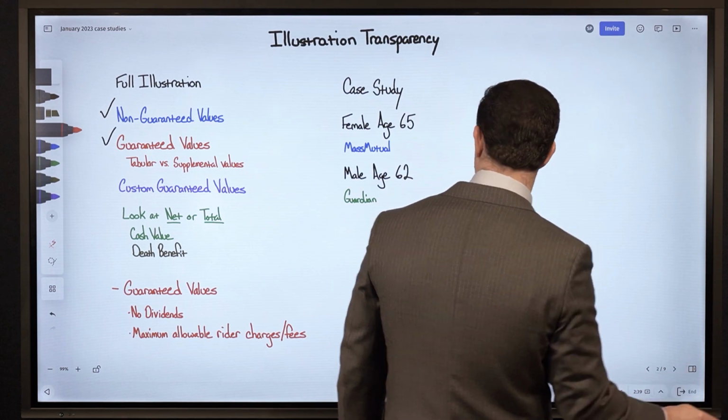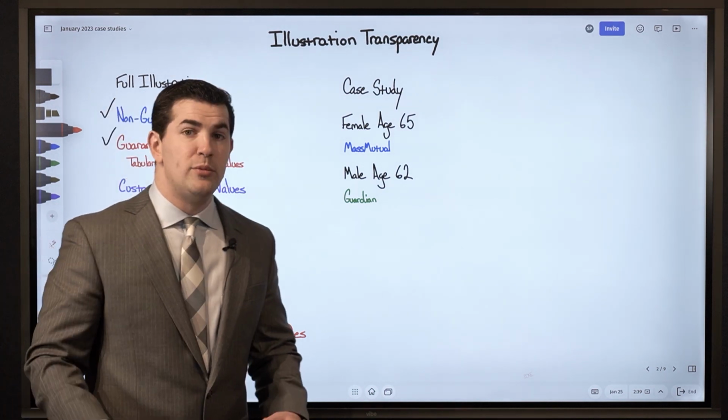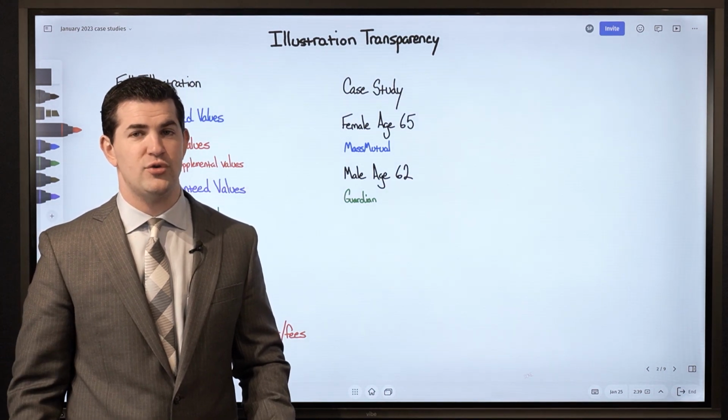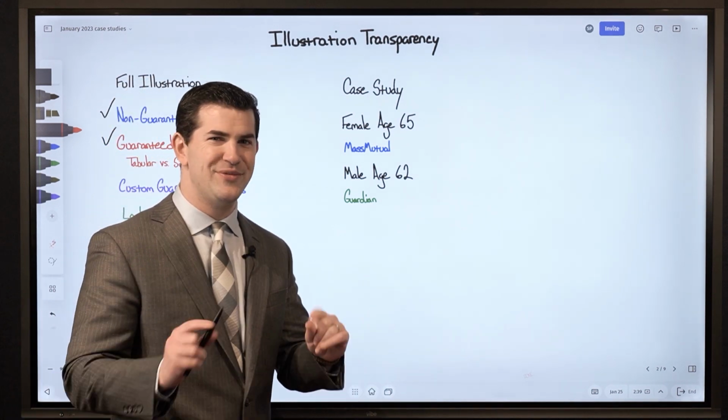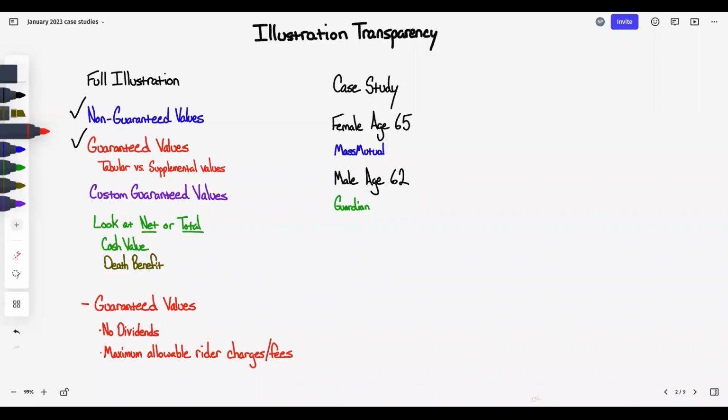Another rider that we're going to discuss when we look at the case studies is a renewable term insurance rider. A renewable term insurance rider may be level based on the non-guarantees, but then it can increase based on the guarantees. Stay tuned for that. But back to this. So non-guaranteed values will assume 1, the company's present dividend rate, and then 2, the current expenses and charges. And then the guaranteed values will assume what? No dividends, and also the maximum allowable charge for riders and fees.